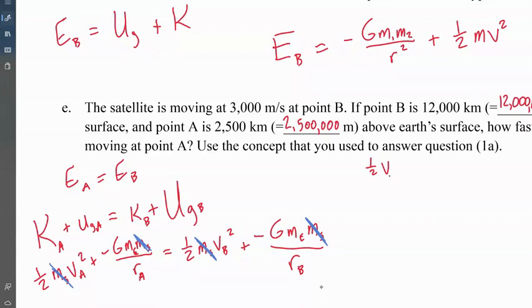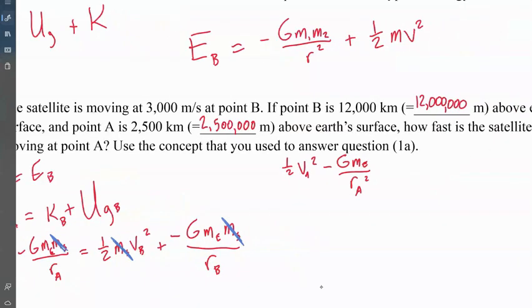1/2 velocity at A squared minus G mass of Earth over RA is equal to 1/2 velocity at B squared minus, oh, I'm sorry, there should not be a squared on that radius from A, minus G mass of Earth over radius at B.